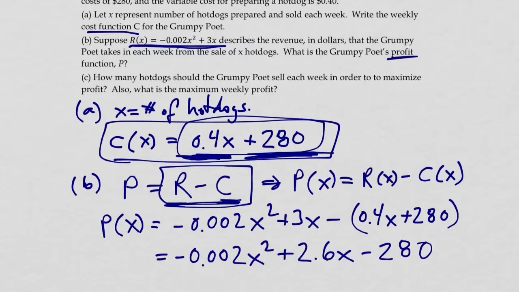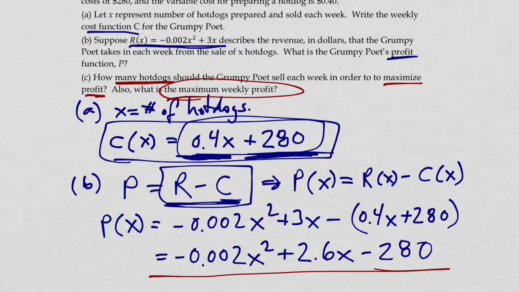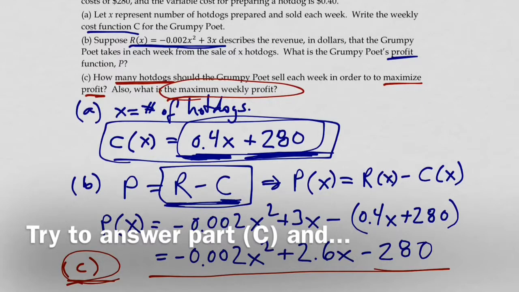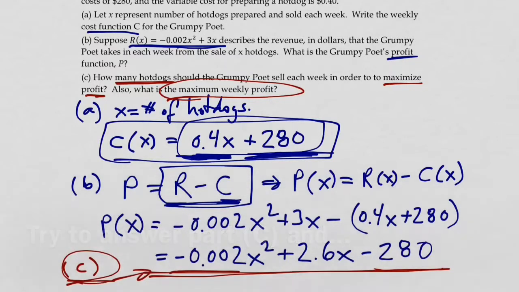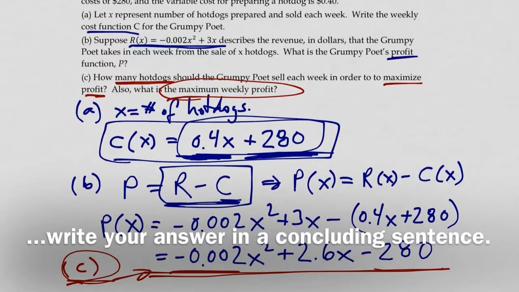And part C asks us to analyze and think about that function and identify how many hot dogs should be sold to maximize profit, and then what is the maximum weekly profit. So I'm going to stop talking and end the video here, but I would encourage you to take what you know about quadratic functions and think about where the maximum is going to occur. Notice there will be a maximum because the coefficient in front of x squared is negative.